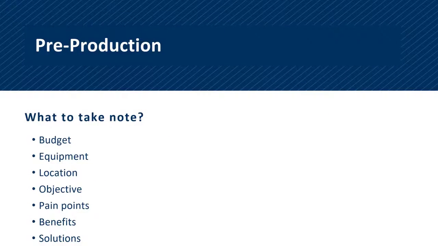So the things to take note of in this pre-production phase are: number one, the budget. Number two, equipment. Number three, location. Number four, objective. Number five, pain points. Number six, benefits. And number seven, solutions.